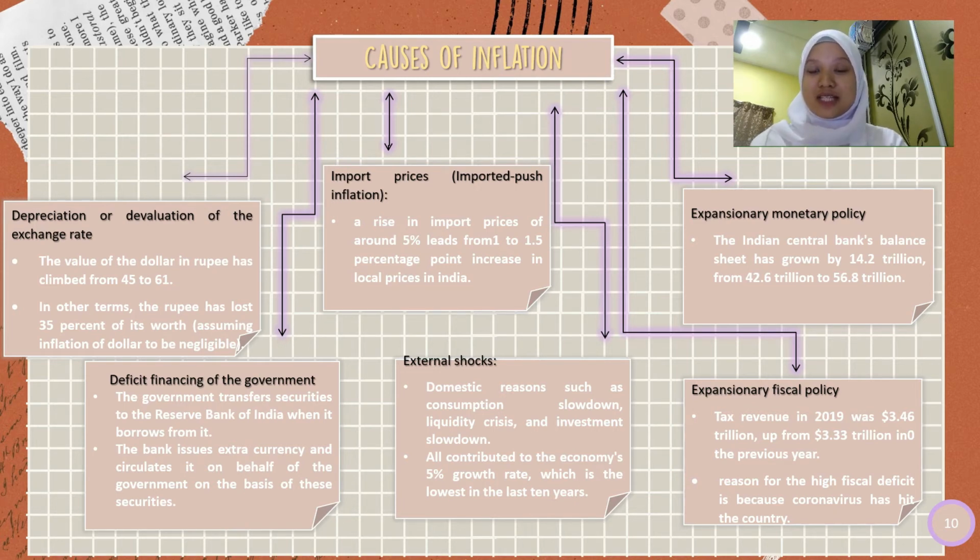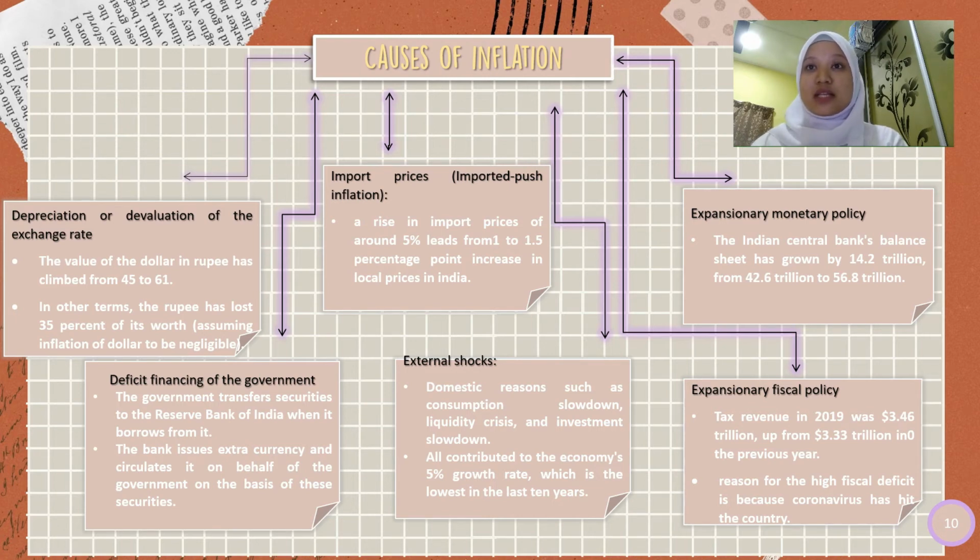For the first cause, it is depreciation or devaluation of the exchange rate. The value of the dollar in rupees has climbed from 45 to 61, or in other terms, the rupee has lost 35% of its worth. For the second one, it is deficit financing of the government. The government transfers securities to the Reserve Bank of India when it borrows from it. The bank issues extra currency and circulates it on behalf of the government on the basis of these securities.